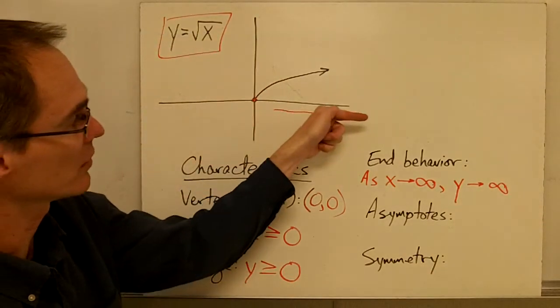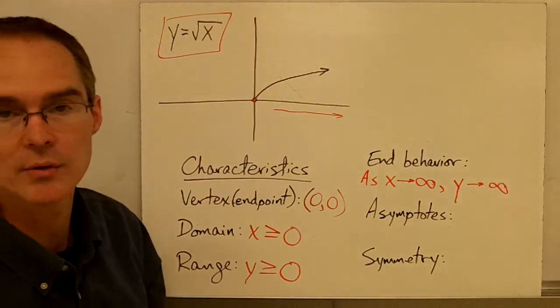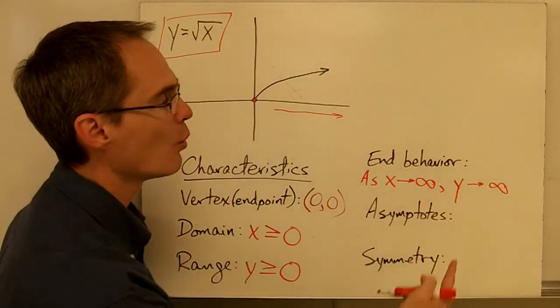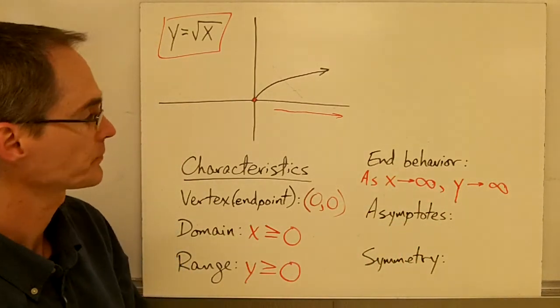X keeps getting larger and larger this way. Y keeps getting larger and larger in the positive y direction. So as x approaches infinity, y approaches infinity, and we call that the end behavior of the function.